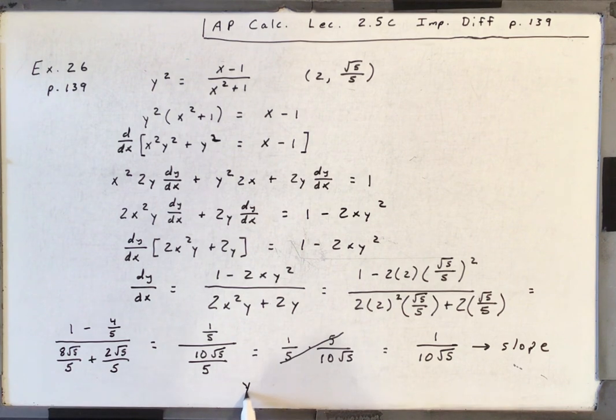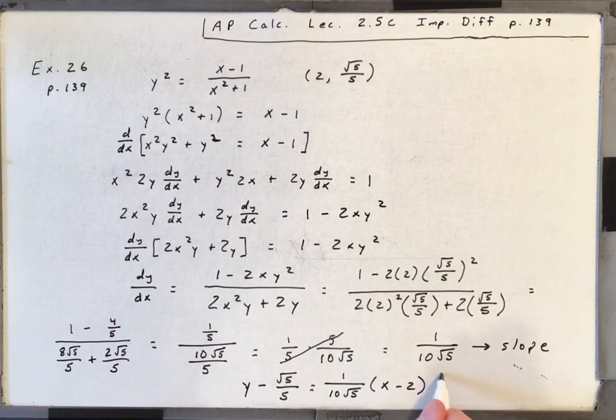So our tangent line equation is y minus root 5 over 5 is equal to 1 over 10 root 5, the slope, times (x minus 2). And goodness, let's just leave it like that.